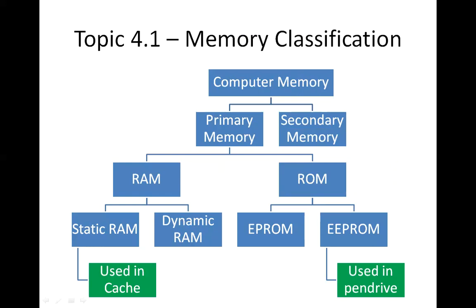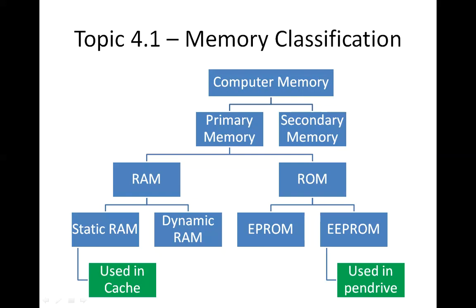The 4.1 topic is memory classification. The computer memory can be broadly divided into two parts. One is primary memory and the other is secondary memory. We all are aware of what the primary memory is and what the secondary memory is. The secondary memory includes the hard disk or the major storage that is available for a computer system, while the primary memory is the RAM that is available in the system for temporary storage.